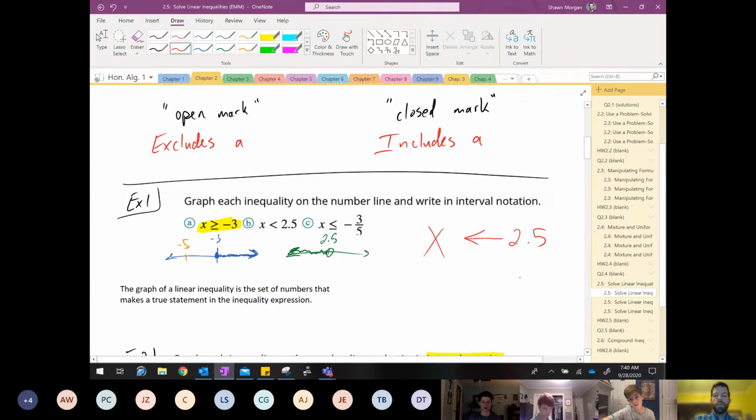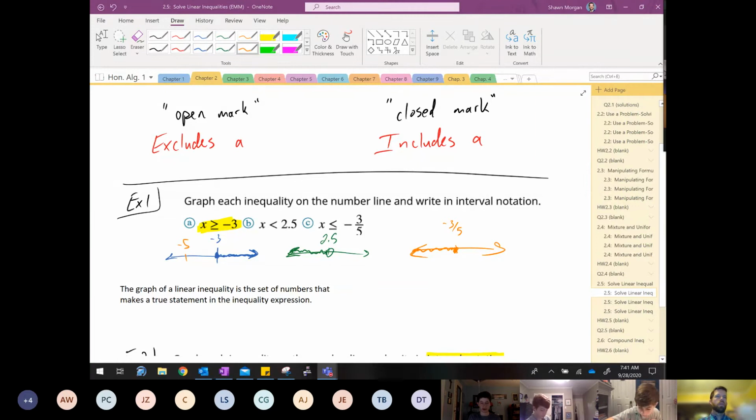Now, where that breaks down is if I've got my variable over here, you know, whoops, I put X on both sides. If I've got something like this, then I don't want to shade to the left. That's not what we're talking about. So that mnemonic device sort of breaks down a little bit if I've got my variable on the wrong side. Okay. Last but not least, we got x is less than or equal to, so we put -3/5, closed mark, and we're going to shade to the left. All right, any questions on example 1? Easy stuff, right?